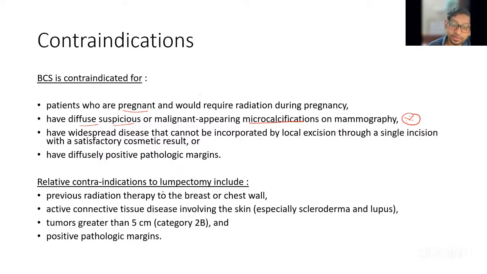There is connective tissue disease affecting the skin, so collagen vascular disease, scleroderma, lupus. Again, tumors more than 5 centimeters. This is a relative contraindication, not an absolute contraindication. You can still conserve the breast. And of course, patients who have a high likelihood of positive pathological margins.